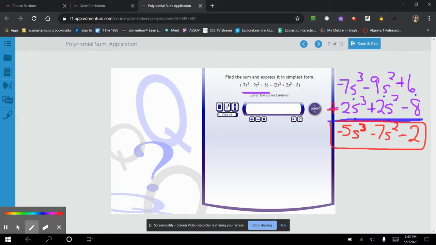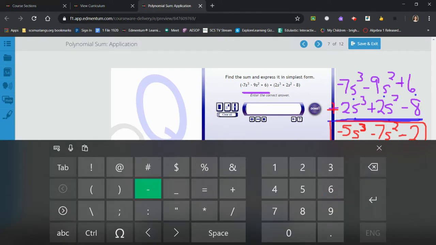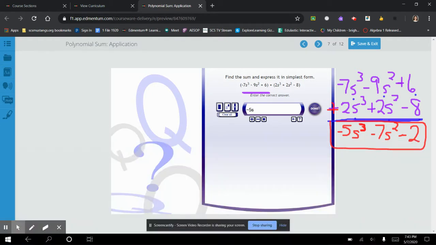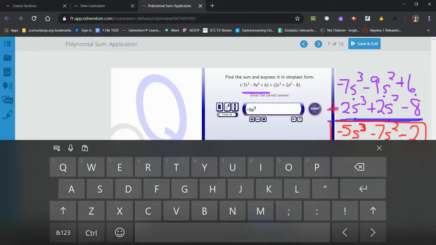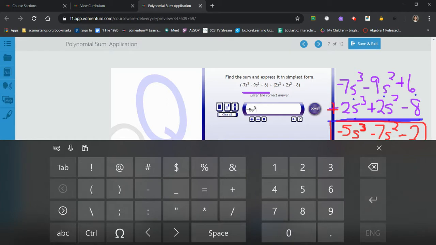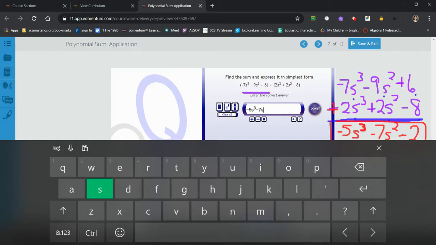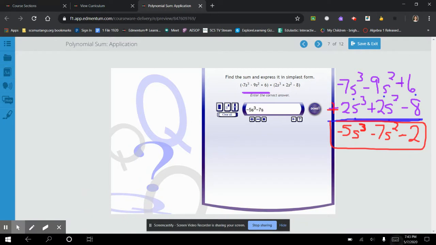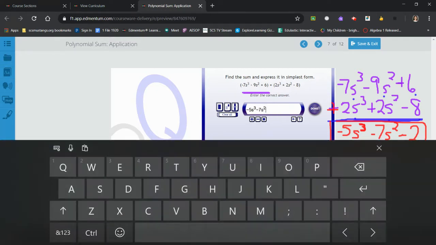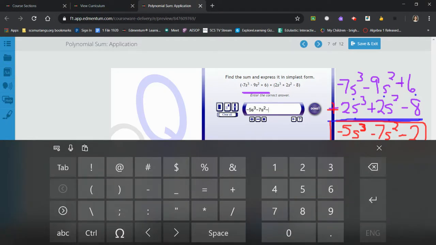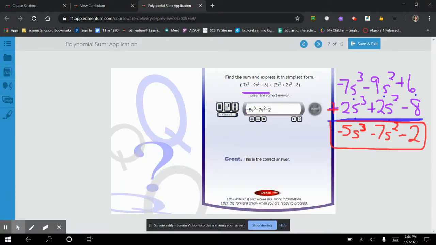So then if we're looking to type that in, we're going to end up with negative 5s to the third. And I'm going to hit the over button so that it gets it out of the exponent. Minus 7s squared, and then minus 2. And there we go. There's how those work.